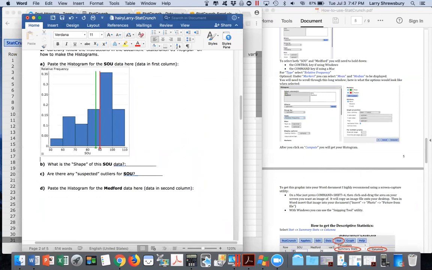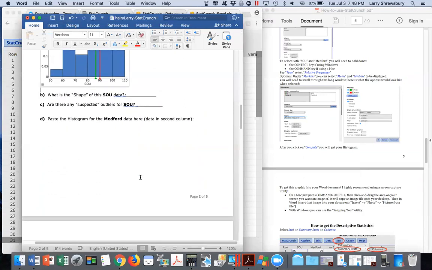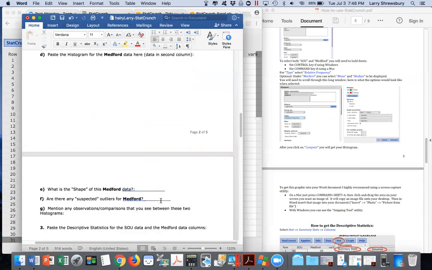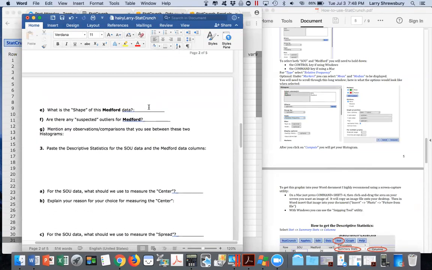making it look like something you're proud of. And you can pretty much expect your answers to be the same here as they were for the stem and leaf. Left skewed, no suspected outliers. Because remember, stem and leaf and histogram essentially tell you the same thing. And then, of course, you'll do the same thing for Medford and expect your answers to be pretty much just what you had for your stem and leaf. Then, mention any observations or comparisons that you see between these two. So just whatever you observe.